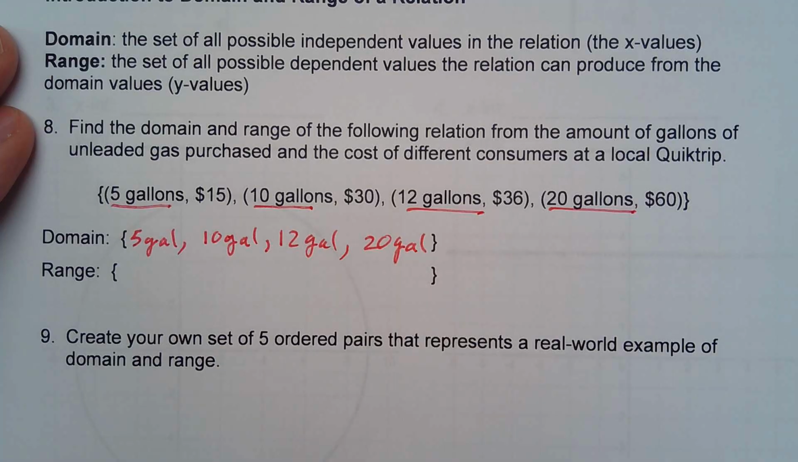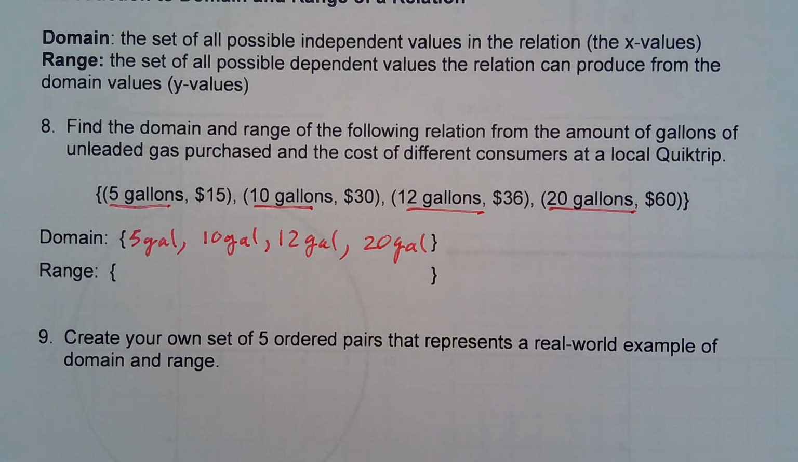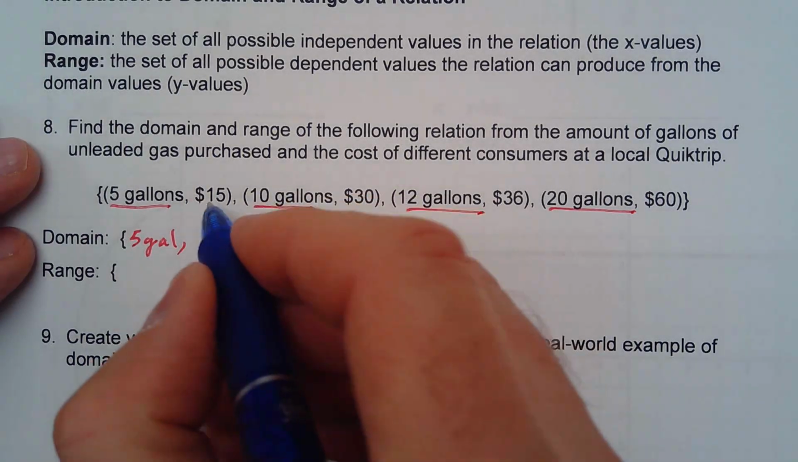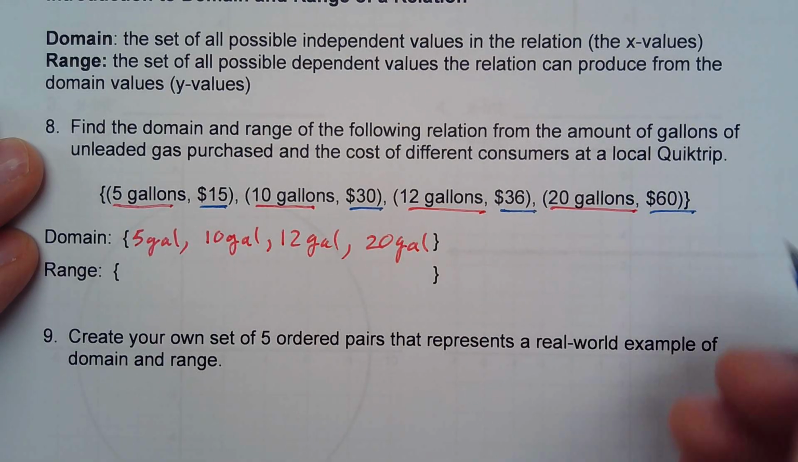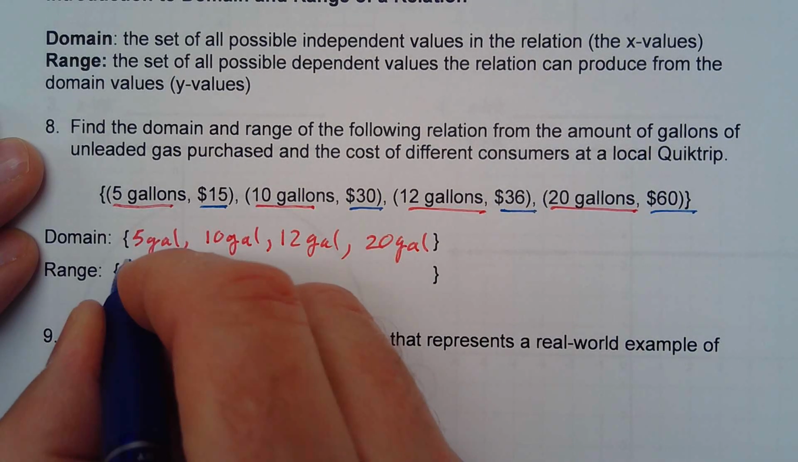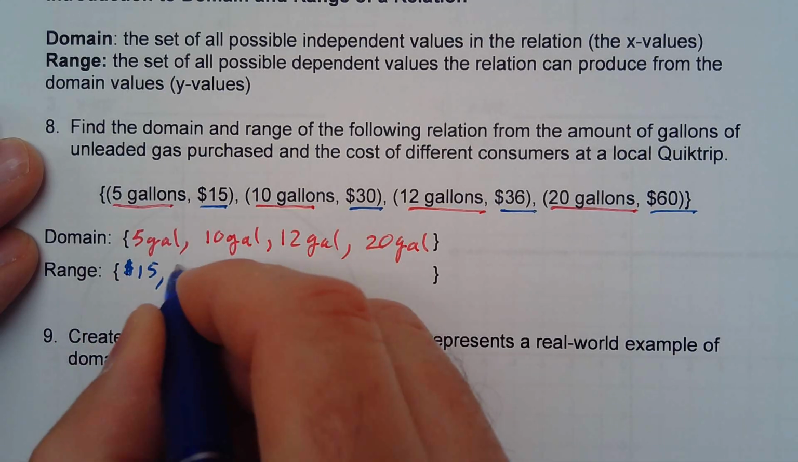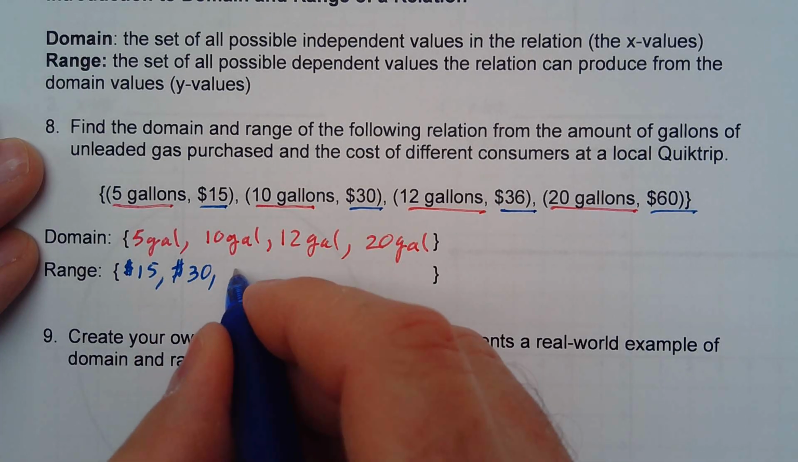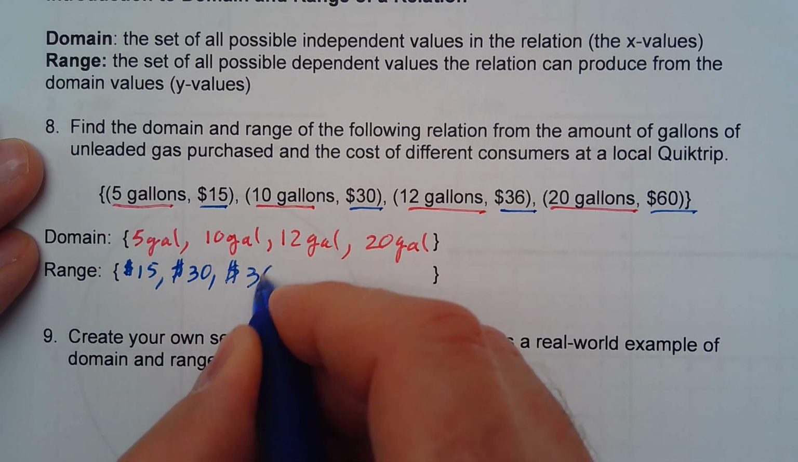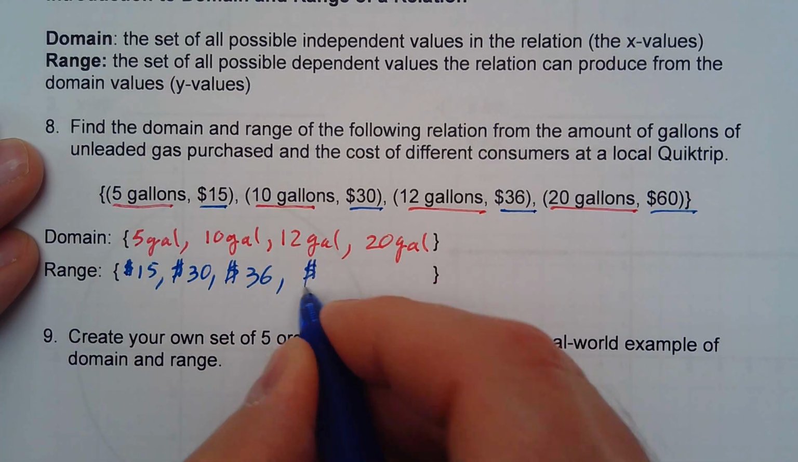Those are all my x values, all my first coordinates. The range is the actual money paid, so it'd be my y values, the 15, 30, 36, and $60.